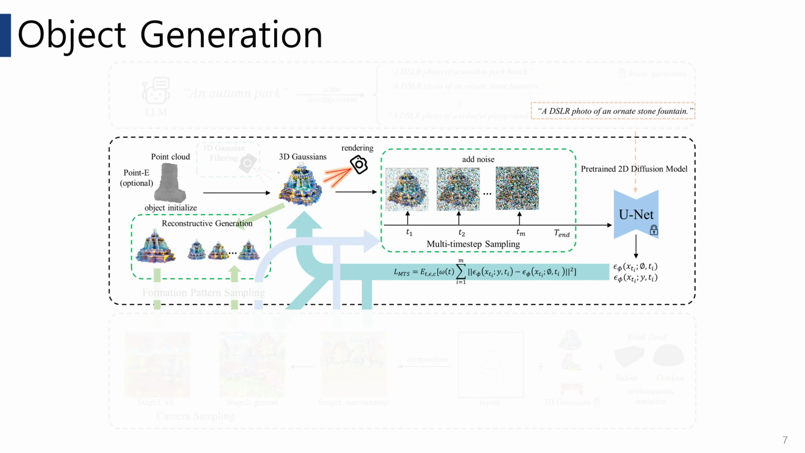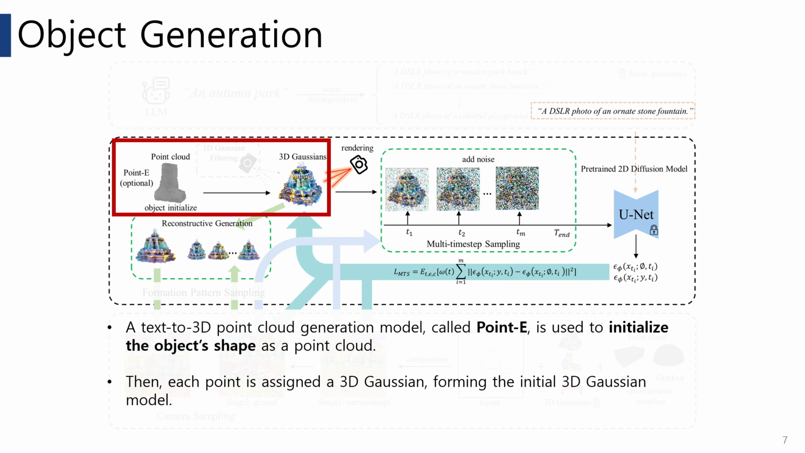The second step in the pipeline is object generation, where high-quality 3D objects are created based on the object text prompt. First, a text-to-3D point cloud generation model called Point-E is used to initialize the object shape as a point cloud. Then, each point is assigned a 3D Gaussian, forming the initial 3D Gaussian model.